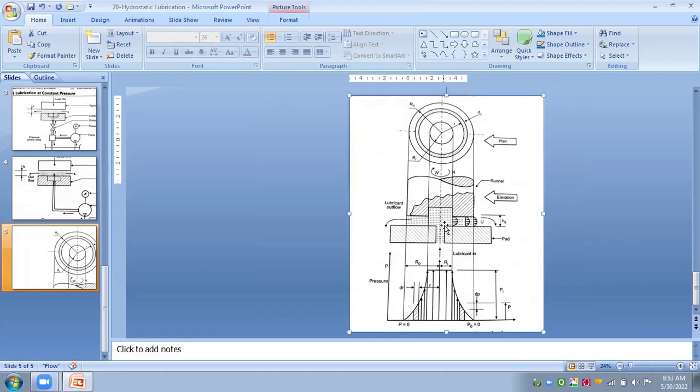And we have to analyze the pressure development or the flow from the equation for flow through a rectangular slot. As we have seen before, the flow through a rectangular slot is equal to delta P B h cubed upon 12 mu L. From this equation, we have to analyze this kind of bearing.